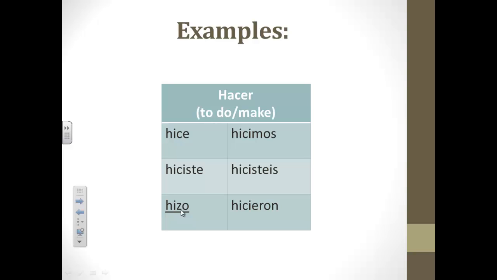Okay, remember that I's and E's soften C's and G's. So a C followed by an A, O, or U is pronounced as k, and we do not want hico with the verb hacer.